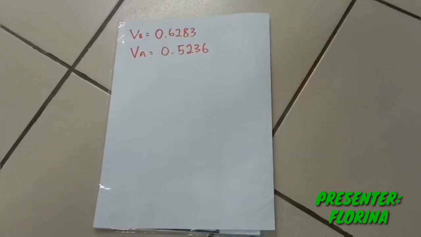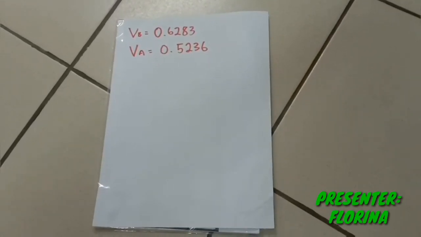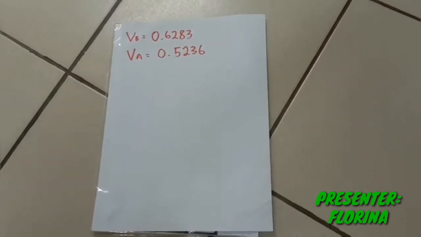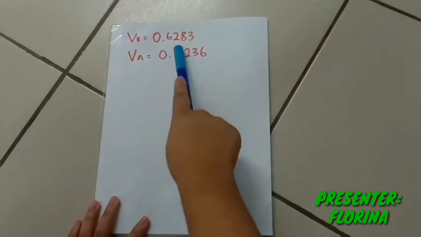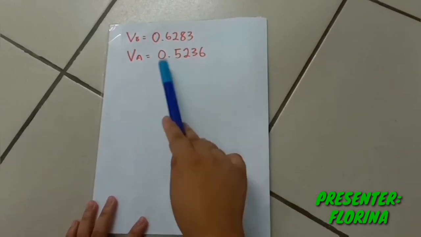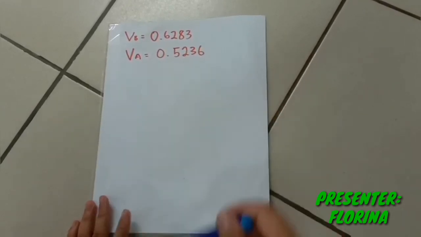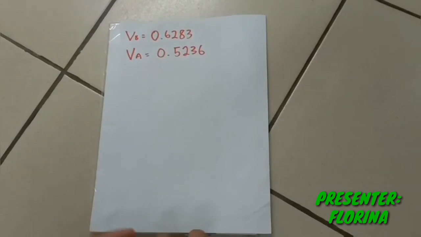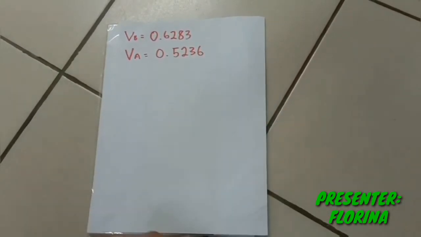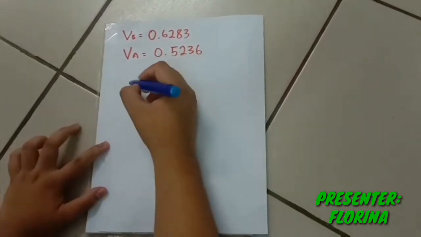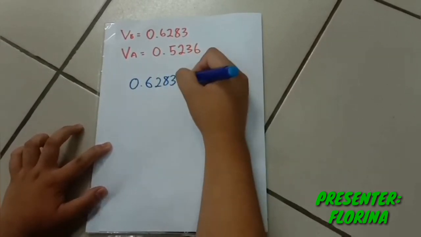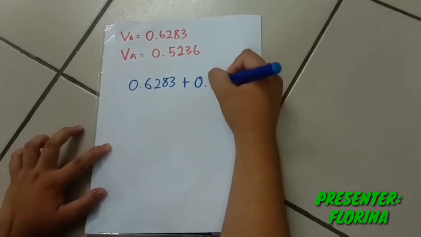The last step is to get the final volume of this question. So the first volume of VB is 0.6283 and the second volume of VA is 0.5236. The final step is we just do some addition to these two volumes. So the step is 0.6283 plus 0.5236.